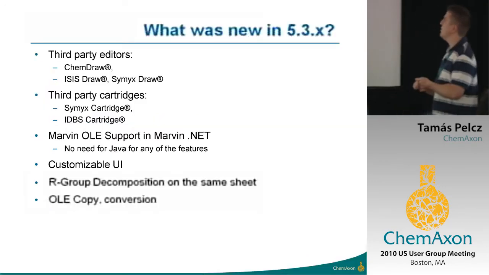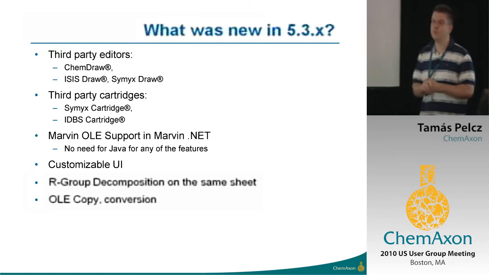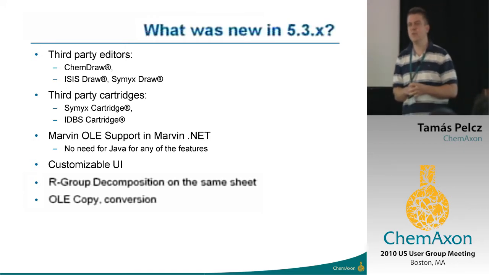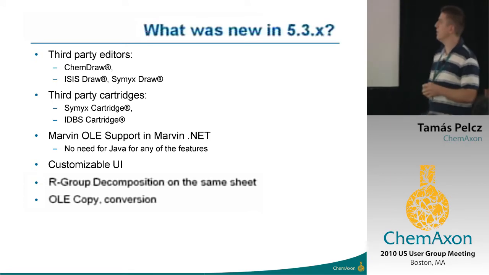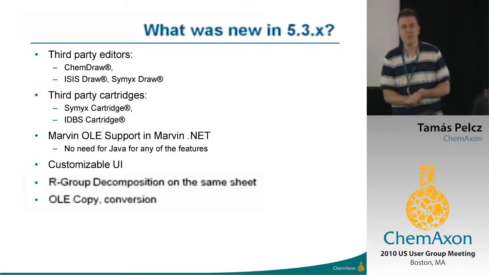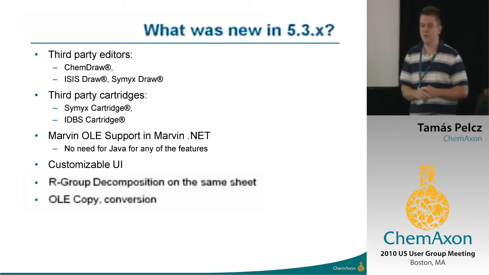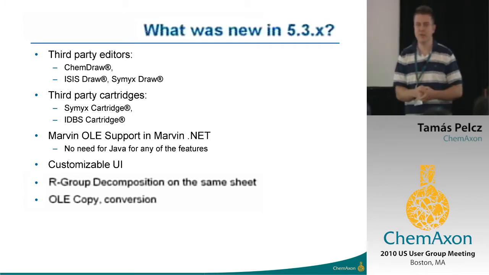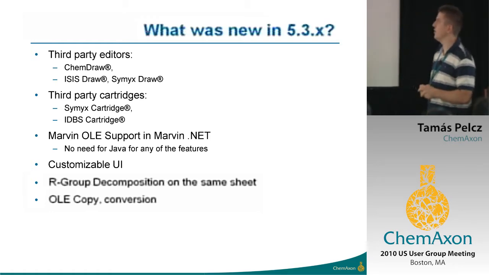So what's new in these new 5.3 versions? As you may have noticed, we changed the versioning of JChem for Excel. We now have the same version as the underlying Marvin and the JChem API. Many evaluators and customers requested that we should be more flexible, and that is the reason we decided to add various third-party editors and also third-party cartridges.